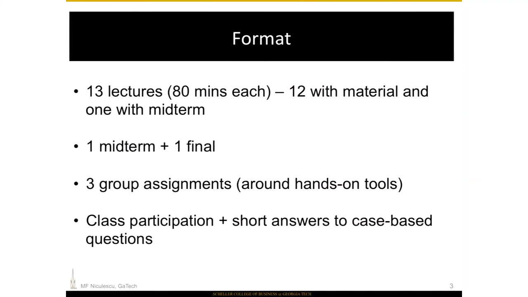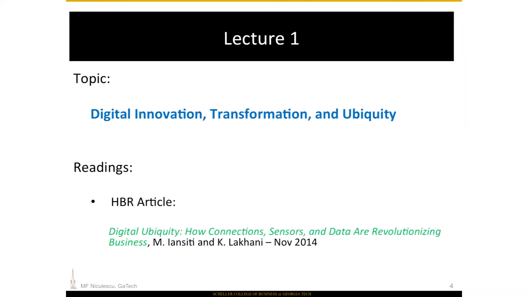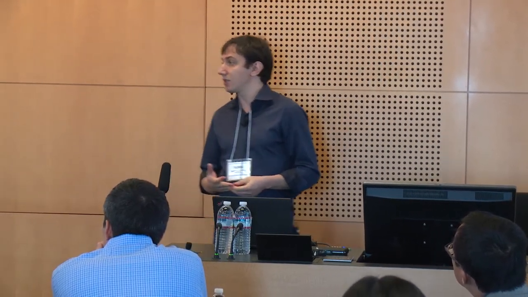We have 12 lectures plus one midterm plus one final, so 13 lectures. So it's a short half semester course. So it limits us in terms of what we can do, but we try to do a lot. Some of the topics, I'm going to just go through them very quickly. We teach digital innovation, transformation, and ubiquity, and that's how we start. And actually, piggyback riding on Vijay's presentation, we also introduce GE and Predix in that lecture, in the very beginning, to show how we do it. So we ask students to read an HBR article. Then we get into networks and platform economics and ecosystems.